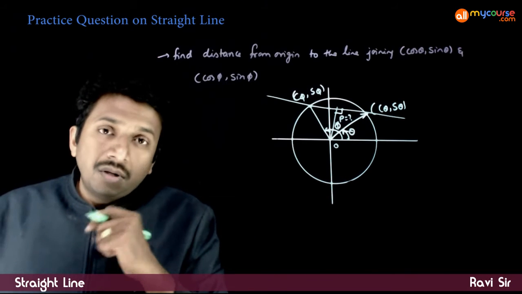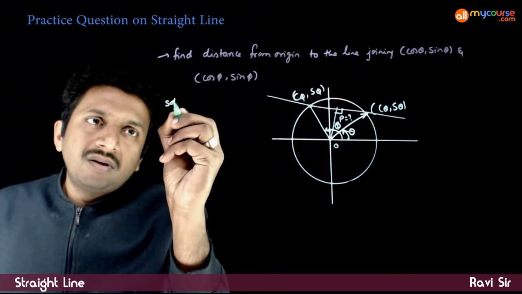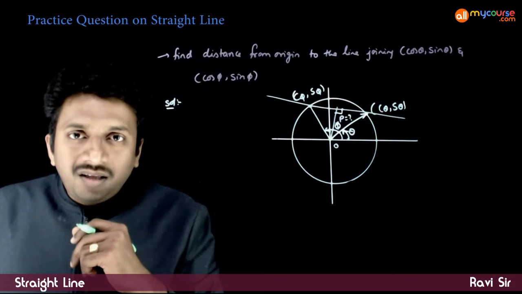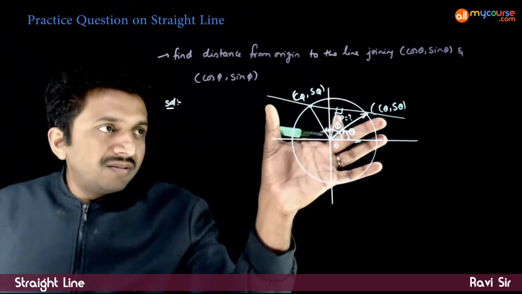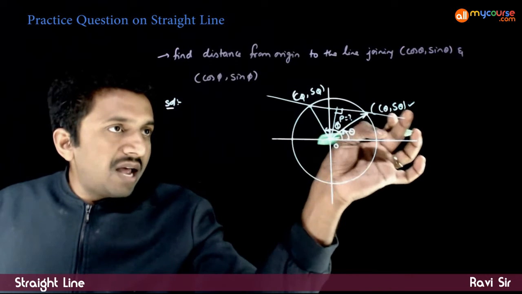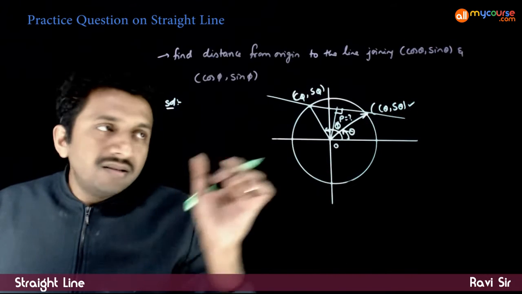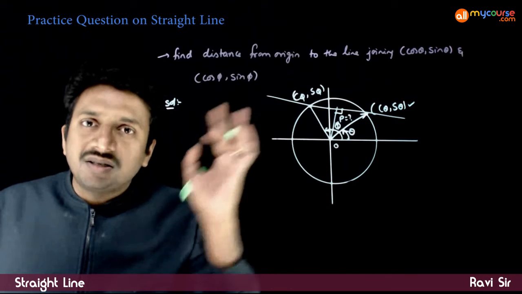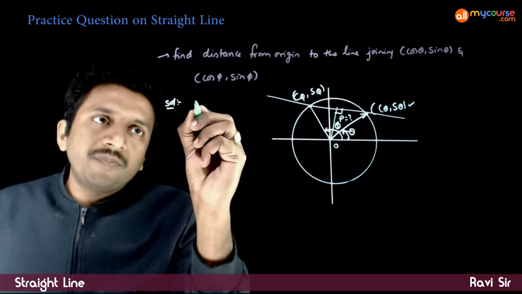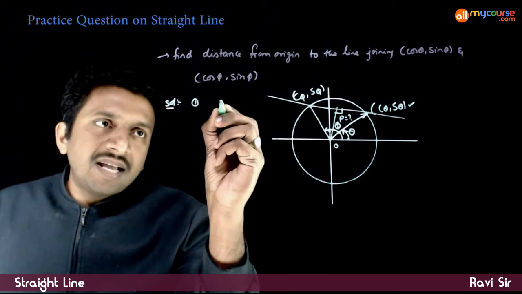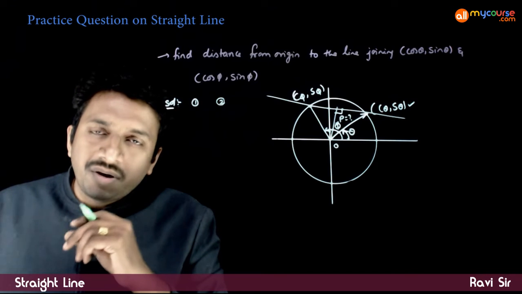Now, how can we do this? Analytically, we can think of this line. You can find the equation of this line because you have two points on the line. Once you find the equation, you have the formula for distance from the origin. That is one way, by finding the equation of this line. And the second way is from geometry.